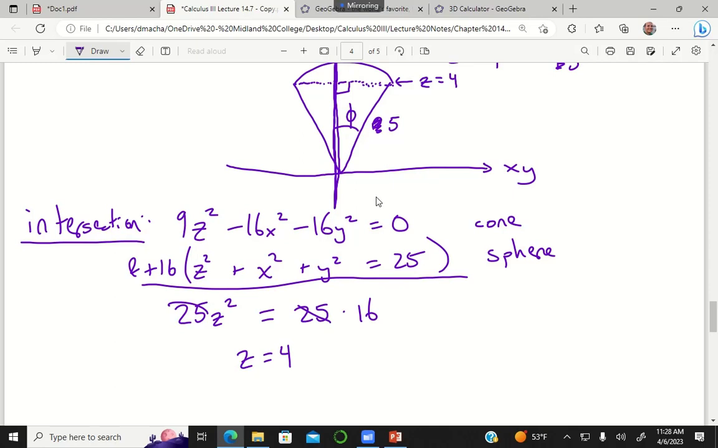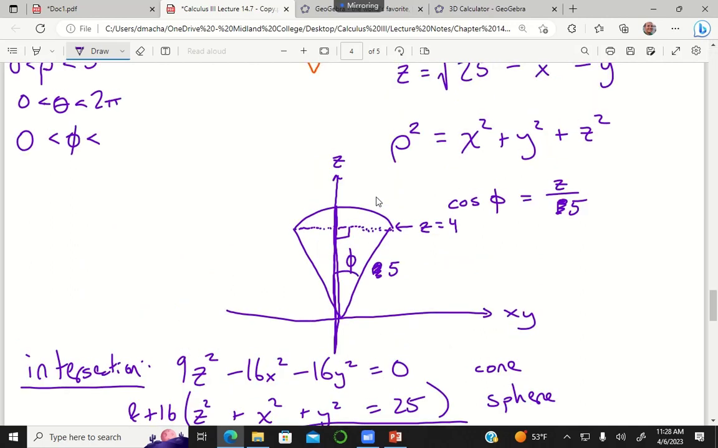There could be like a mirror ice cream cone that lies below the xy plane, but I don't care about that one. I only care about the top one. Okay, so that means this z value has to be 4, and so this would be 4/5. And basically, cosine of my constant phi is 4/5, so that means phi is equal to arc cosine of 4/5, and that's not a very nice number.